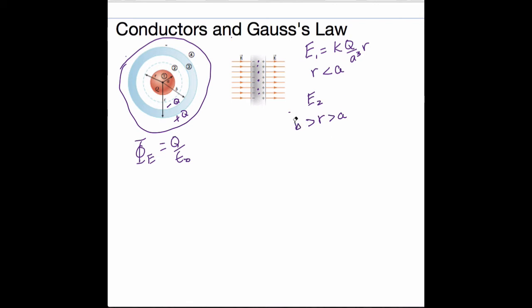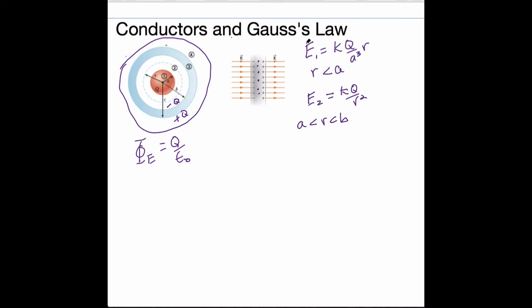Here, let's flip that. Let's make it look more like what I started with. So R is greater than A, but it's less than B. In that scenario, we've got a Gaussian surface that surrounds a charge Q, and we've already done this too. I've already shown you what that is. E2 is then just K times Q over R squared. It acts like a point charge, all of the charge centered at the middle there.